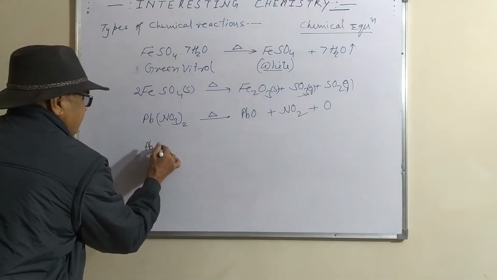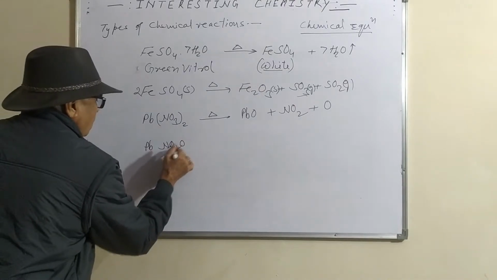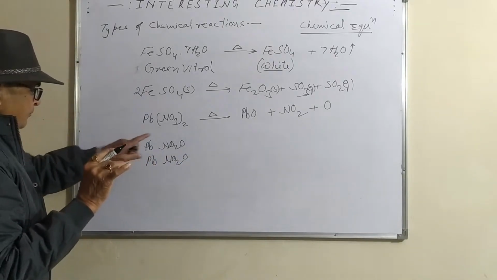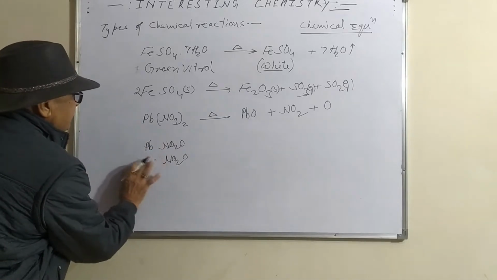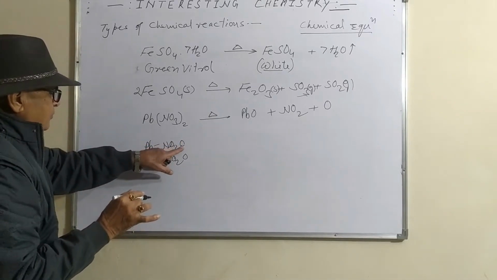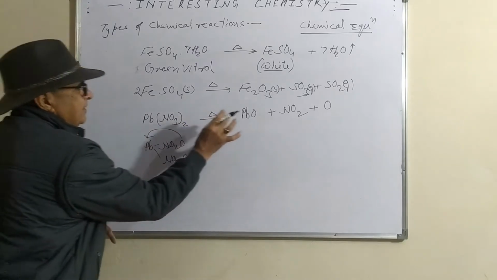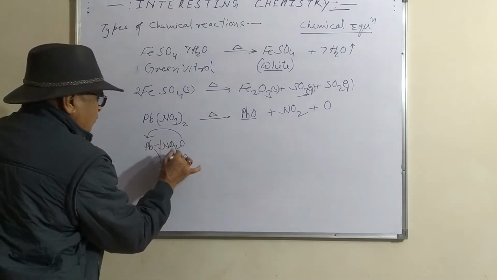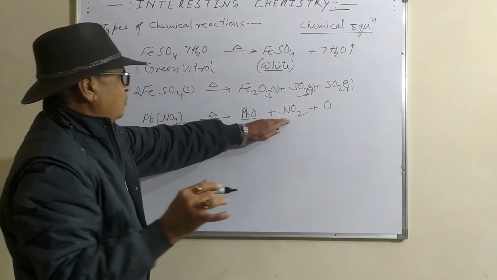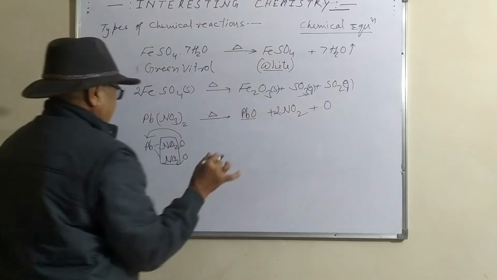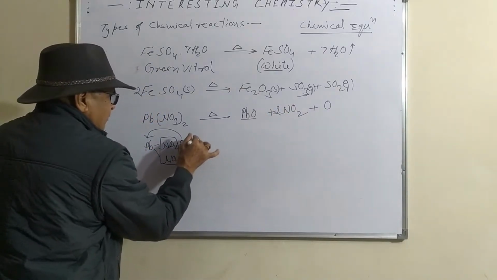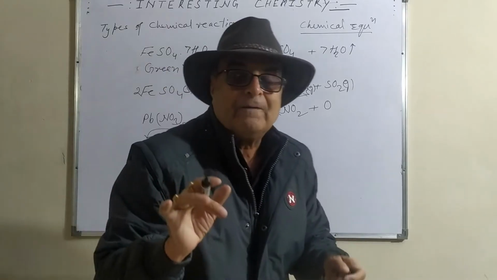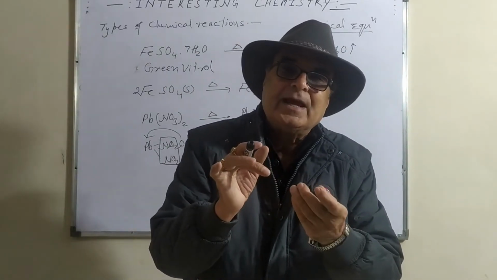So to understand, Pb(NO3)2 gives PbO, NO2 and O. This is the extra one. So only one Pb is here. This oxygen will combine with this Pb, and PbO will be formed. This is lead oxide. The two molecules of NO2 will remain as 2NO2. Again, this oxygen will come out, and this oxygen is in the atomic form.